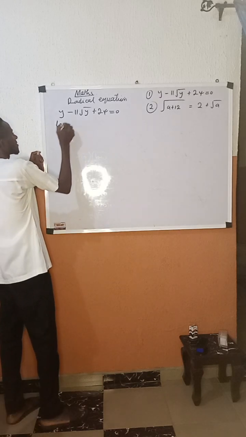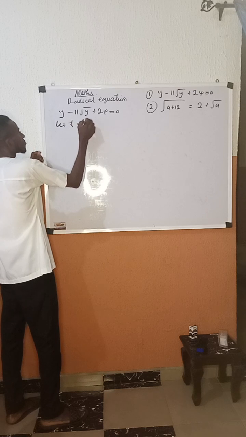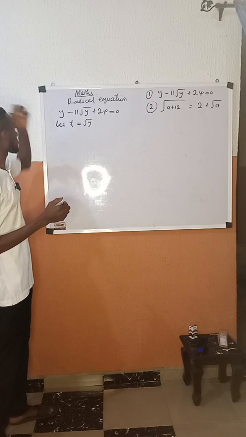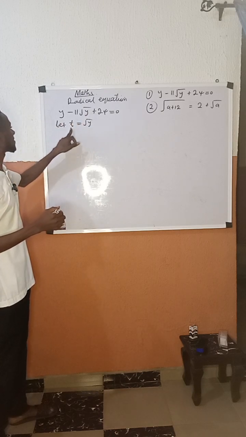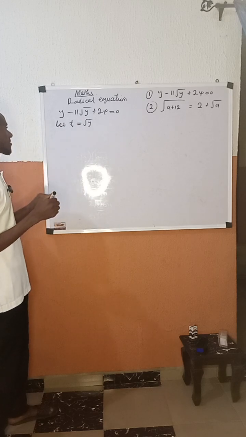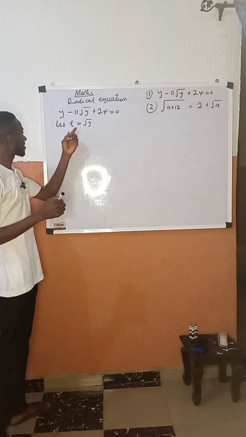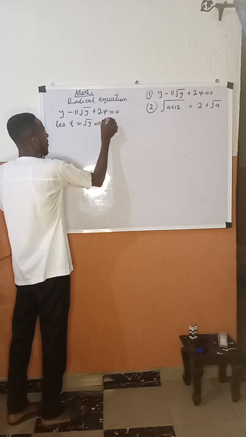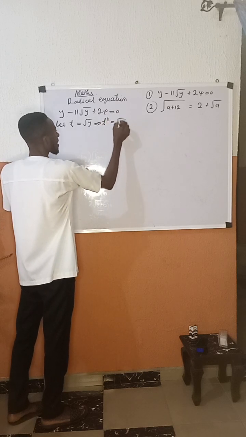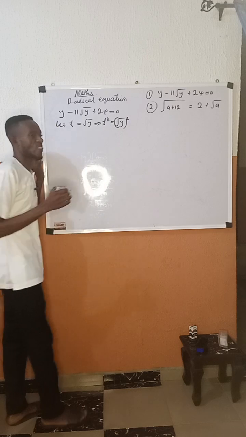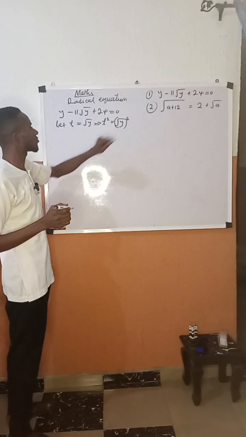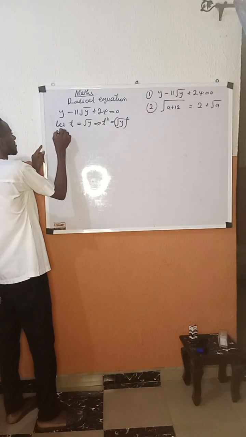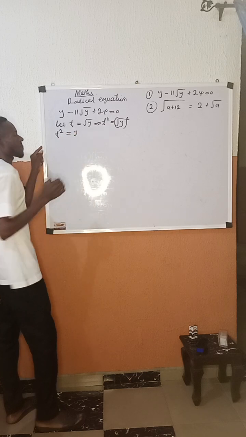I can say let t equals root y. By making this definition, it helps me to replace root y with t wherever I see it in this equation. And of course, we know that if t equals root y, it implies that t raised to power 2 equals root y all raised to power 2. And by raising this square root to power 2, it cancels it off. And we are left with t raised to power 2 equals y.